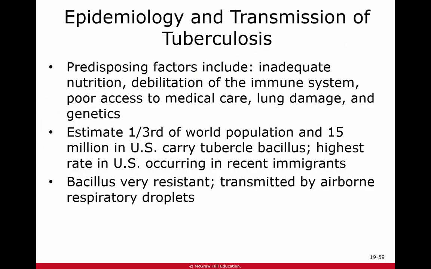Now, the predisposing factors would be inadequate nutrition, a compromised immune system, poor access to medical care, lung damage, or even genetics. A third of the world population and 15 million in the United States carry tubercle bacillus. And we find a high rate of this in our recent immigrants. It's very resistant and it's transmitted by airborne respiratory droplets.